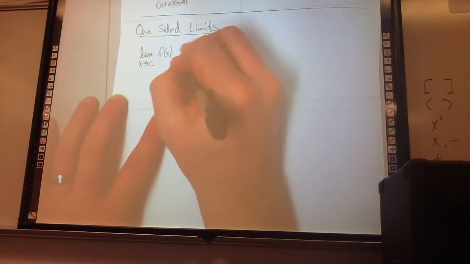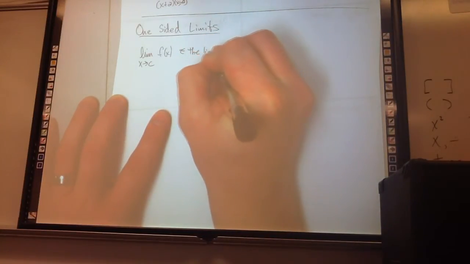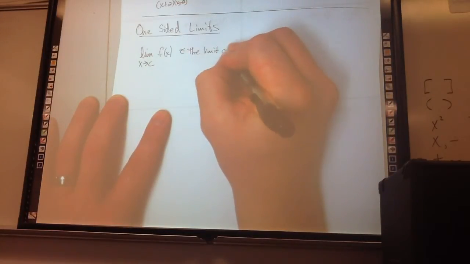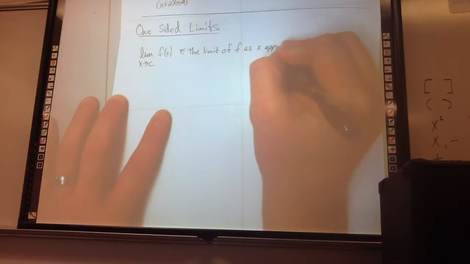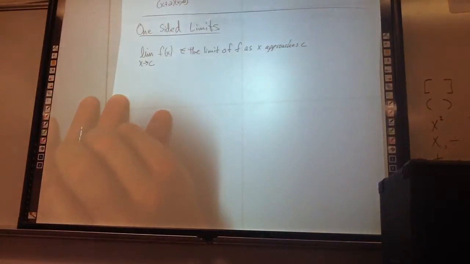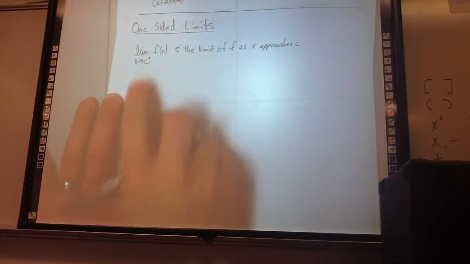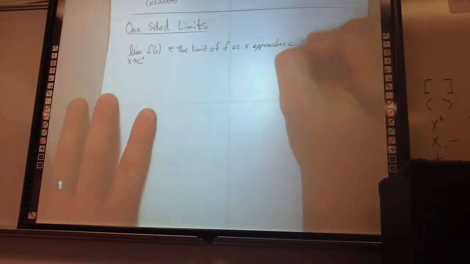You know how to read that? Somebody read that. The limit as x approaches c of f of x. Now we're gonna add one little piece. If there's a little plus sign like an exponent above the c, that means from the right.